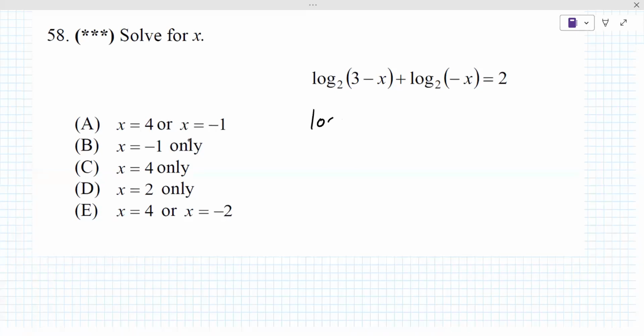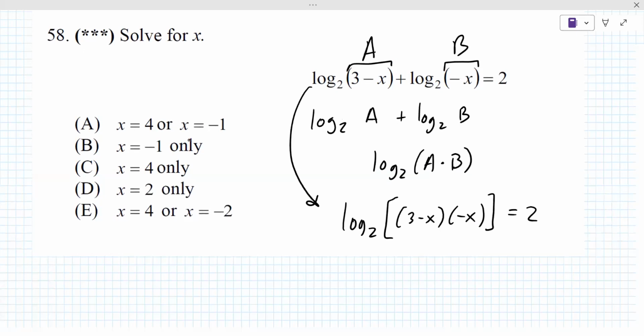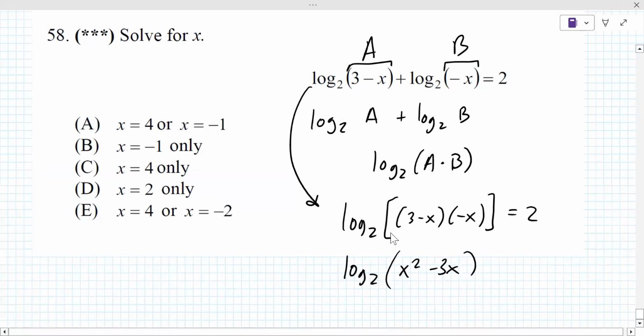There's a property of logarithms which says that if you have the same base and you're adding, it becomes the product. The sum becomes the product. You combine. So this is A, this is B. Your problem becomes log base 2 of (3 minus x) times (negative x) equals 2. So we're going to simplify inside parentheses. That's x squared minus 3x, just rewriting the order as well: minus 3x, putting it second, minus x times x, minus x is x squared, equals 2.